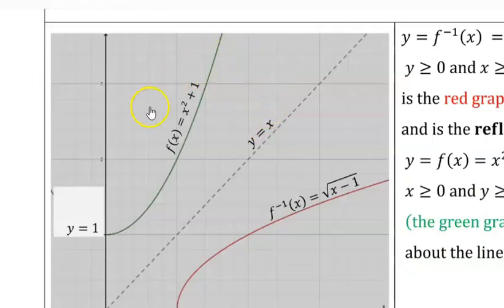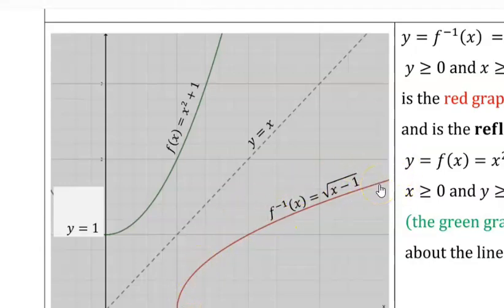I did not go through all the same paraphernalia as I did with the straight line. What I did is I drew the graph of y equal to x squared plus 1, the original function, and I know it goes through y equal to 1 on the y-axis, and then I draw the line y equal to x, and then I draw this function here.